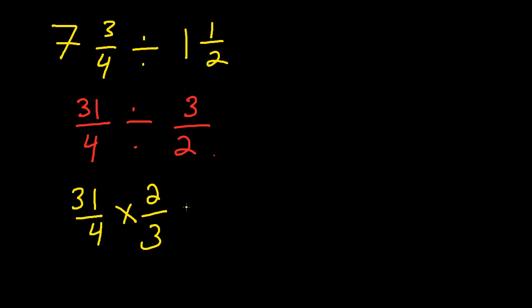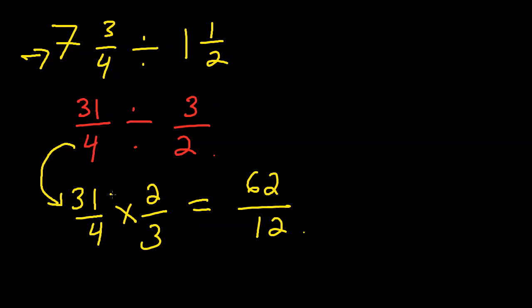Okay, so now when we change that, now it's the same thing as multiplication, right? Now we can just multiply the numerators and multiply the denominators, right? So 31 times 2 is 62, and then 4 times 3 is 12. So 62 over 12 is the answer for this problem right here. So just to recap, we converted the mixed numbers into improper fractions, but then I said that we can divide fractions like we do multiplication of fractions. We have to convert this problem into a multiplication problem like that.